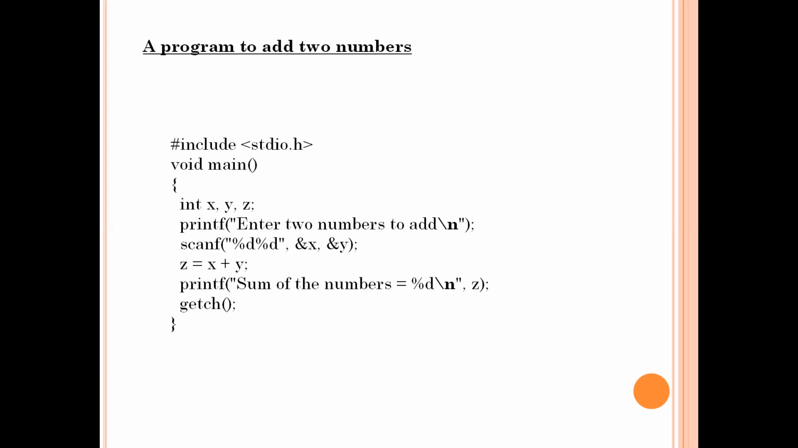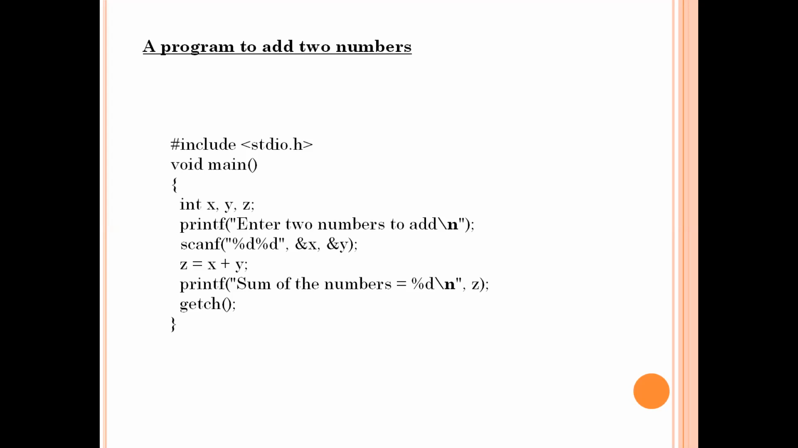Remember, in programming languages, we use the equal to sign as an assignment operator. Assignment operator means it is used to assign some value to a variable. So here the sum of the values x plus y is assigned to the variable z. Now the sum is contained within z, so to get the sum of two numbers, we should simply display the value of z.